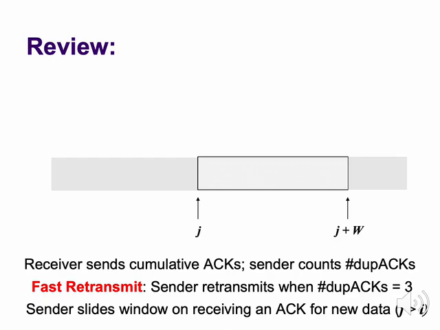Okay? And this is where the kind of sliding window analogy comes from. Every time you get a new ACK, you slide your window right. And, again, remember, always W contiguous bytes that the sender can send. So that was a quick review of how TCP reliability works and this notion of a sliding window protocol.